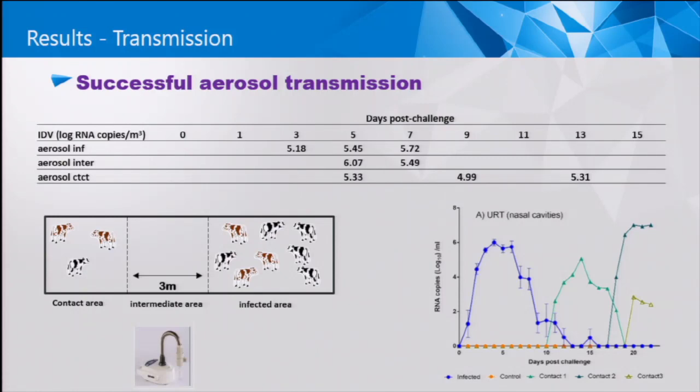Furthermore, if we look at this graph corresponding to the shedding of all the groups, where the blue curve represents the infected calves, the green curve represents the shedding in one calf of the contact area that started shedding by day 11 post-infection. The 2 other calves actually started shedding several days later. These findings confirm the aerosol transmission of the virus to at least one calf of the contact area.